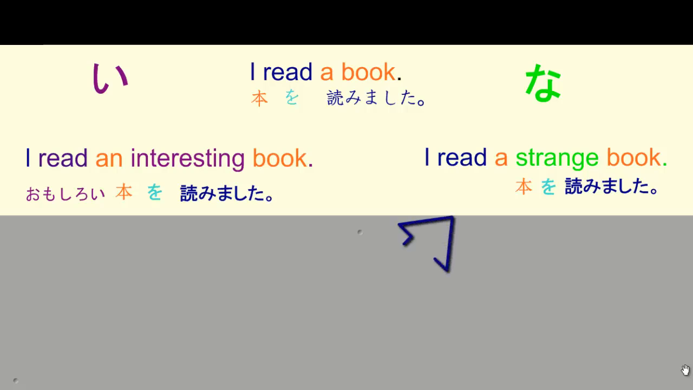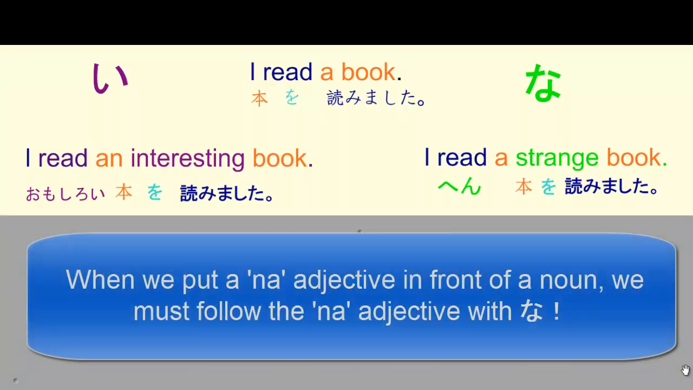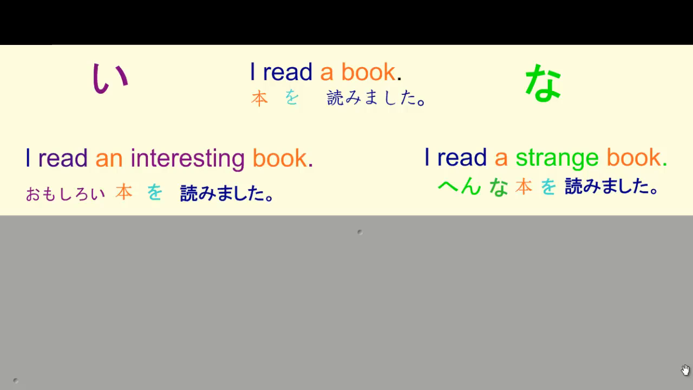On the other hand, if we look over here, we've got the same core sentence, I read a book, but we're adding a na adjective to it, the word strange or weird, which is hen. So we're going to grab hen, we're going to pop it in front of book there, but here we meet our first rule. When we put a na adjective in front of a noun, a book is a noun, we must follow the na adjective with na. Let's grab a na and pop it in, and there we have hen na hon o yomimashita. I read a weird or strange book.